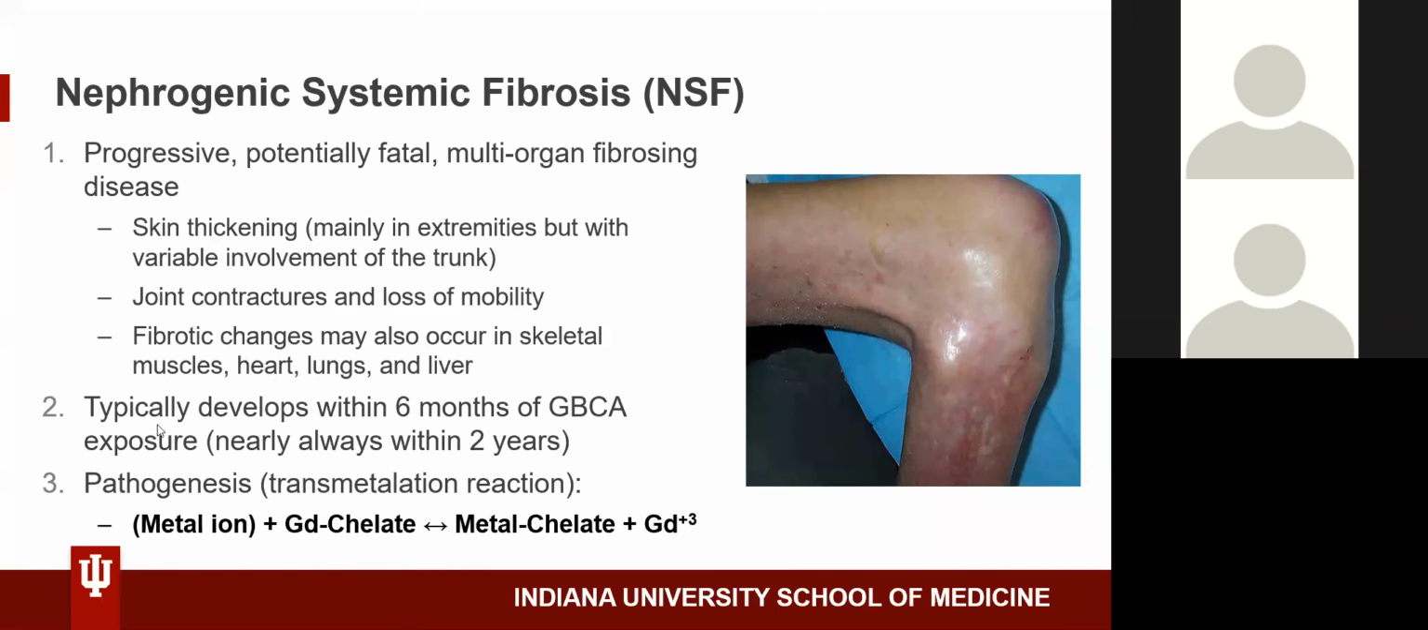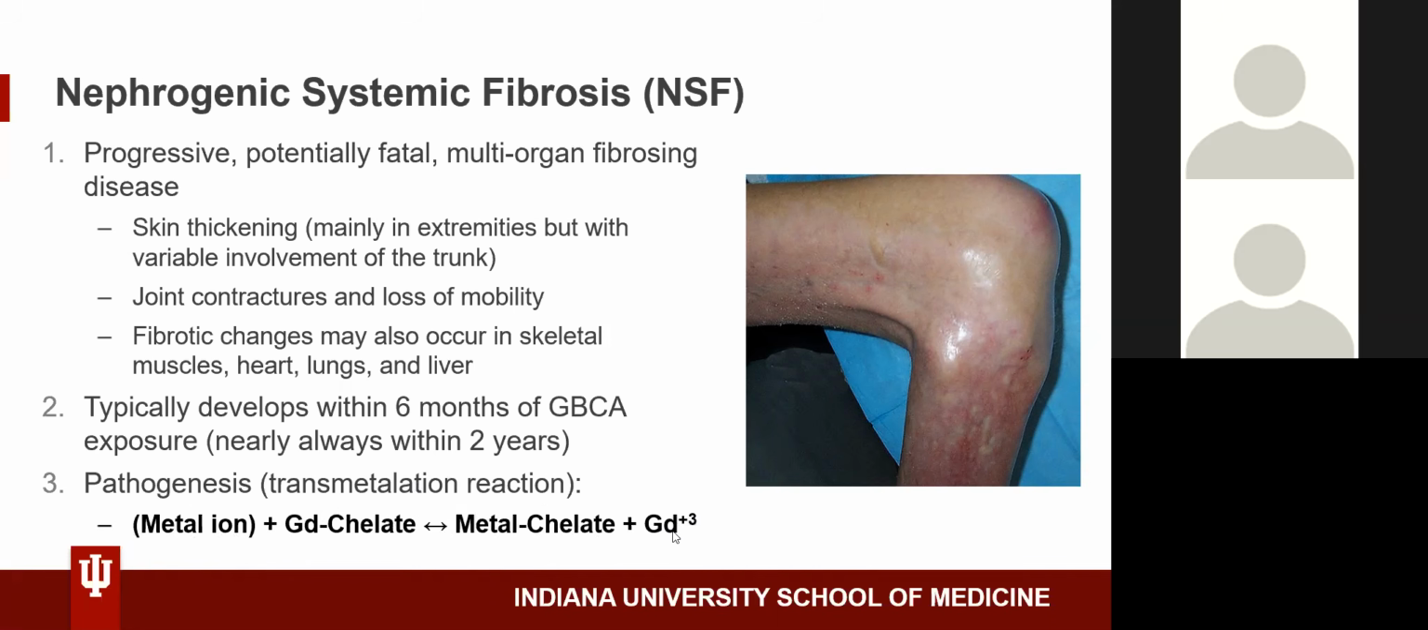It typically develops within 6 months of GBCA exposure, but nearly always within 2 years. And its pathogenesis is this transmetallation reaction, where again, we talked about how important it is to keep the gadolinium bound to its chelate complex. But in the body, you could have this transmetallation reaction occur where basically any other metallic cation in your body, say iron or zinc or calcium, switches places with the gadolinium and sets the gadolinium free, so to speak.